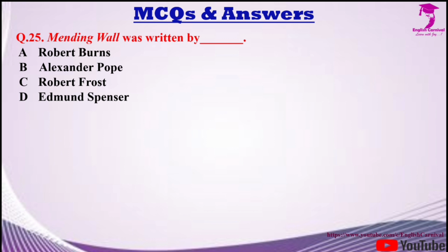Question number 25 we have, Mending Wall was written by dash. Options are A. Robert Burns, B. Alexander Pope, C. Robert Frost, and D. Edmund Spenser. The correct answer is C, that is Robert Frost.